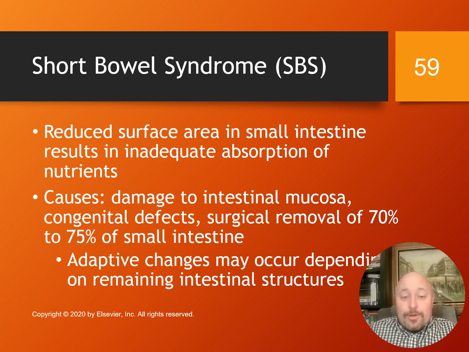Short bowel syndrome. In this case, there is reduced surface area within the small intestine that results in inadequate absorption of nutrients. Causes include damage to the intestinal mucosa, congenital defects, and surgical removal of 70 to 75% of the small intestine. Adaptive changes may occur depending on the remaining intestinal structures.